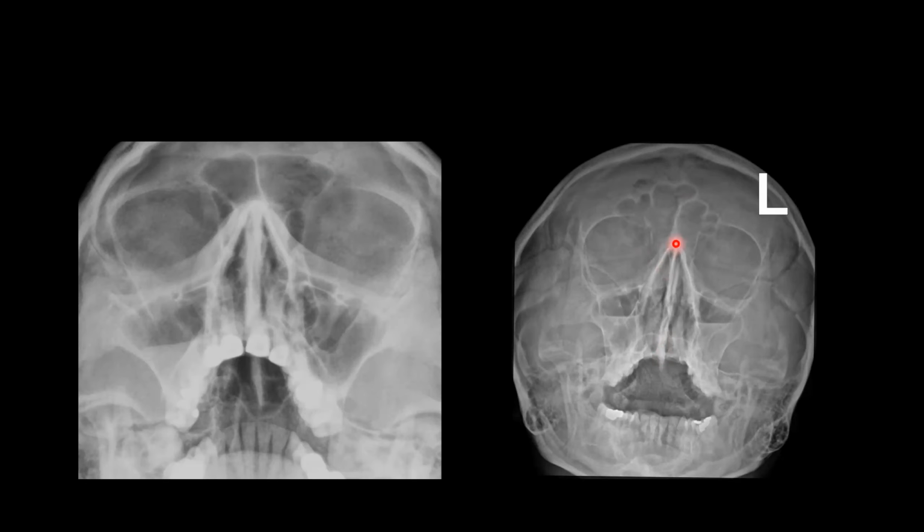This is the nasal septum. You can see the bony part and the cartilaginous part. So what's happening in both the maxillary sinuses? There is fluid, air fluid level, air fluid level. So acute maxillary sinusitis bilaterally. Okay, so this patient is having bilateral acute maxillary sinusitis.